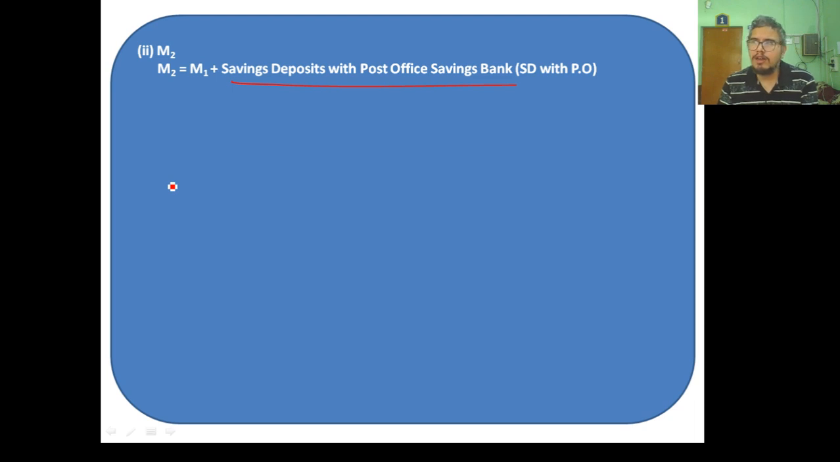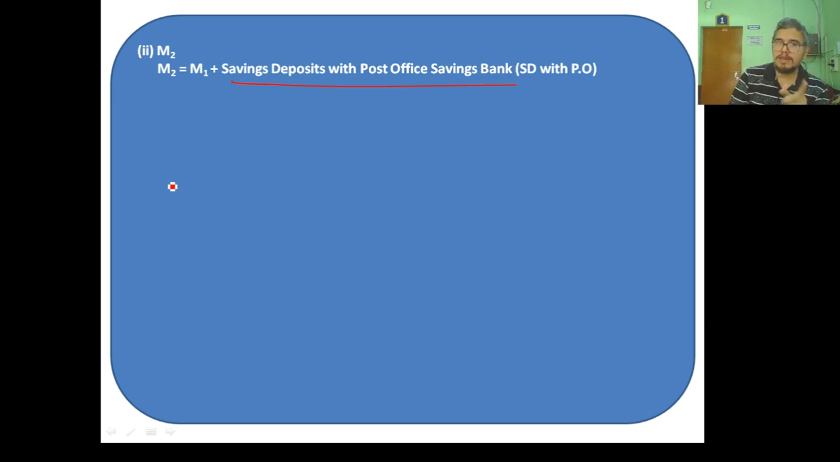Okay, it is so because earlier what used to happen was banks could not open their branches everywhere, mostly in the rural areas. So post offices were given the responsibility to take the savings, or to keep the savings of the rural people, so that they can also be included in the financial system of the country. Okay, so here what happens is M1 plus savings deposits with post office savings banks.